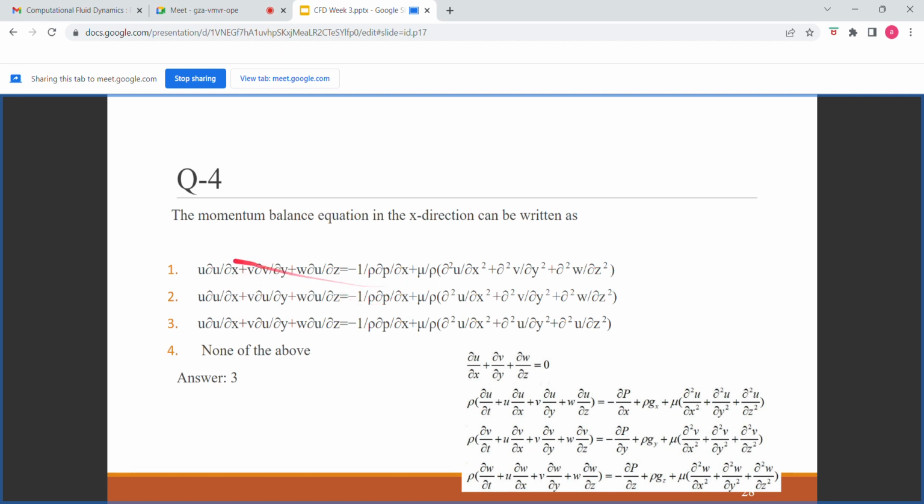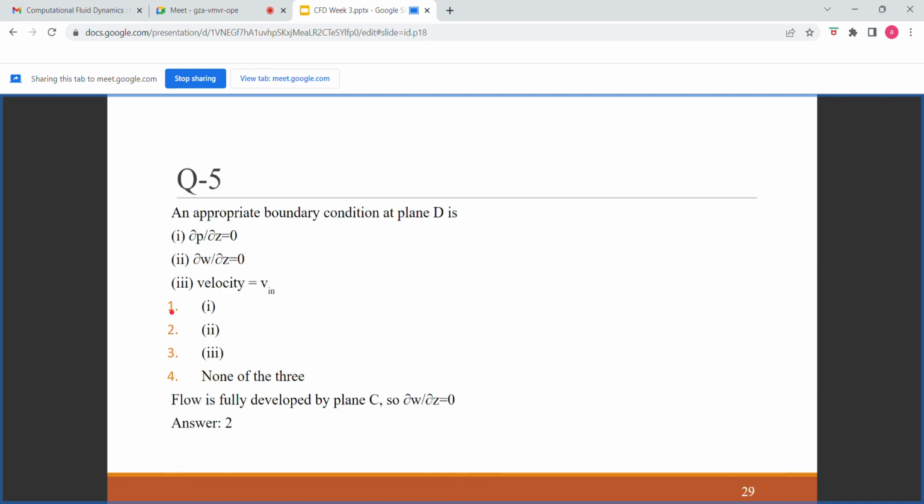In option 3, it is given u ∂u/∂x plus v ∂u/∂y plus w ∂u/∂z is equal to minus 1 by rho ∂p/∂x plus mu by rho (∂²u/∂x² plus ∂²u/∂y² plus ∂²u/∂z²). So obviously option 3 is the correct answer. And we'll move on to question 5.